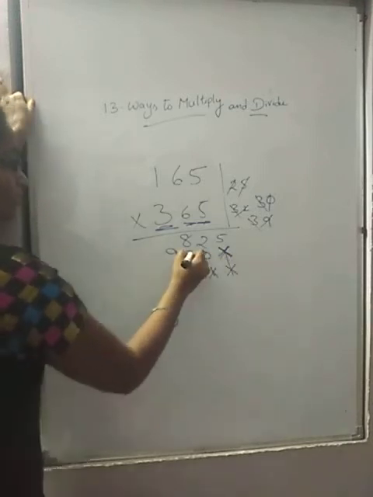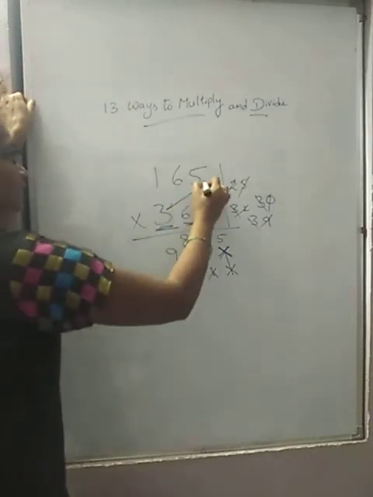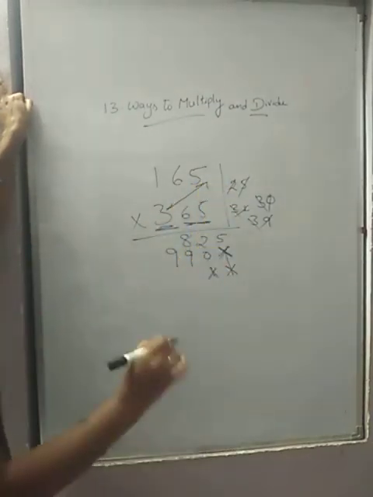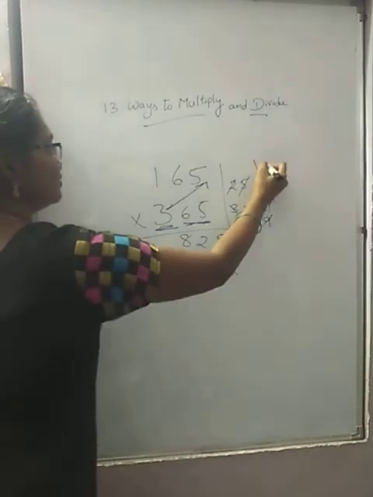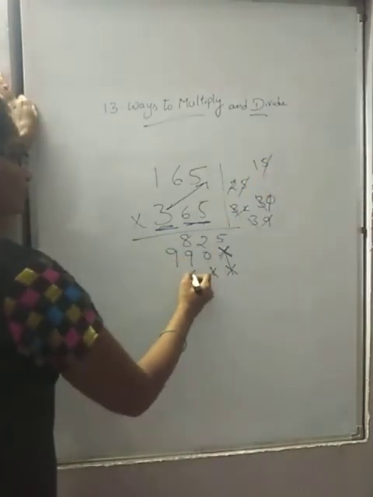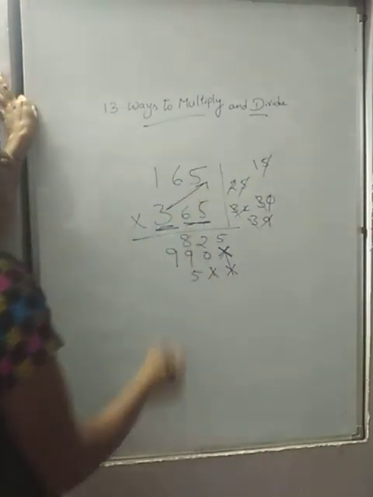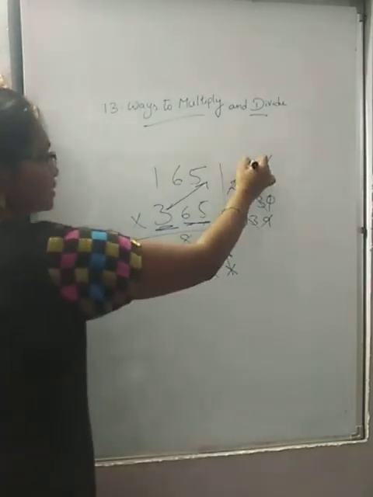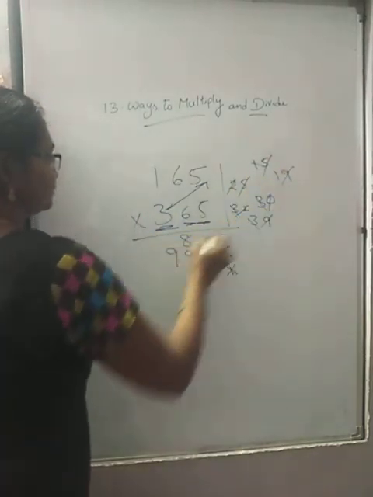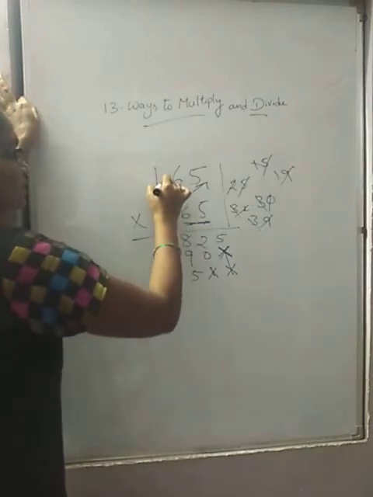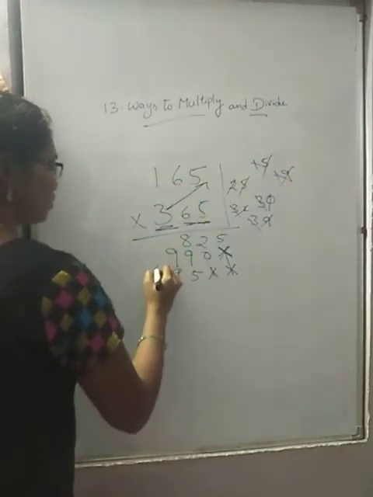So 3 5s are 3, first we should do it in the ones place only. 3 5s are 15, ones place 5, carry 1. 3 6s are 18, 18 plus 1, 19. 3 1s are 3, 3 plus 1, 4.